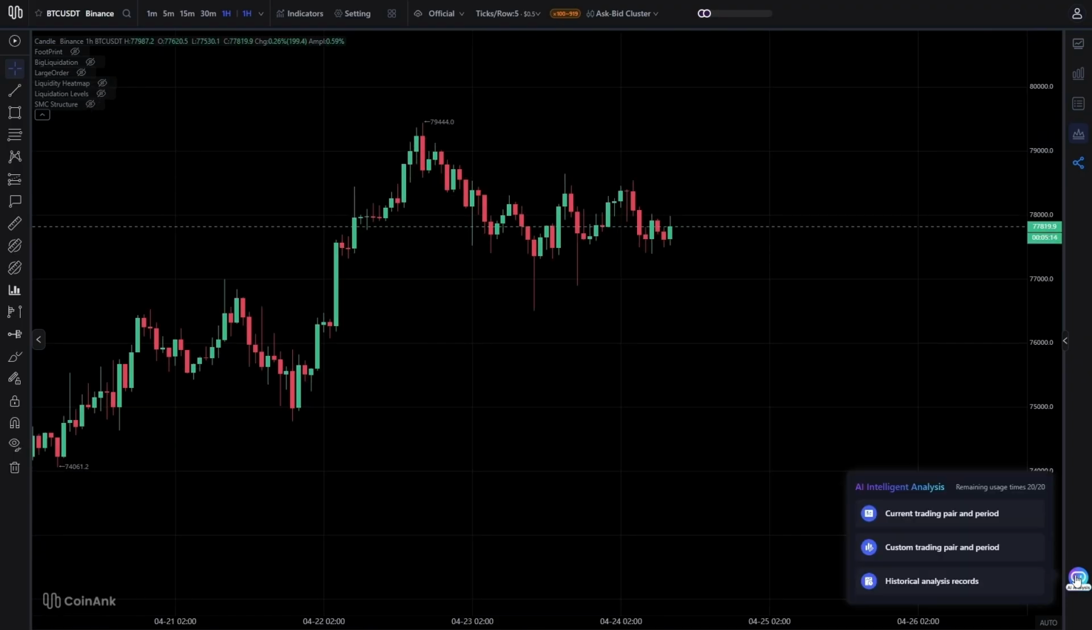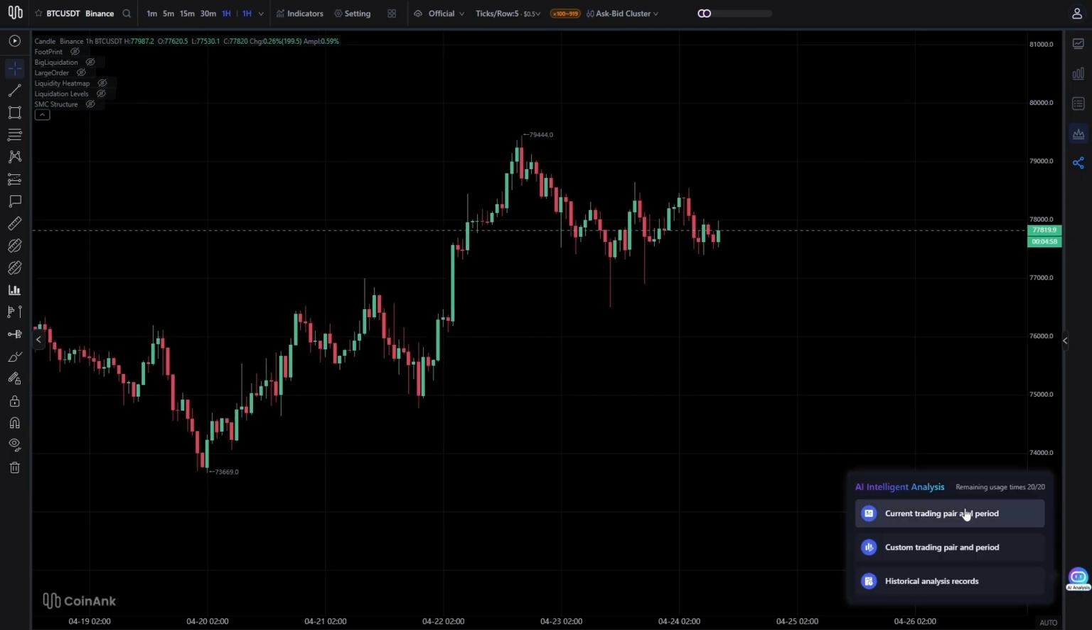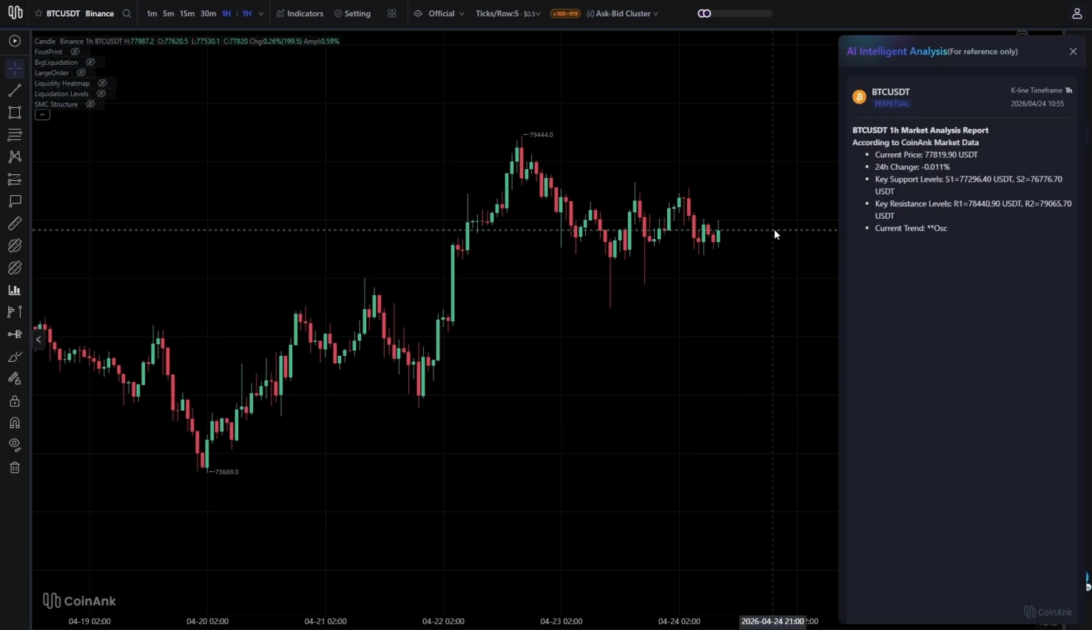You also have AI intelligence analysis, which you have 20 usages a day with some options, but I don't really use that. It can be fun to play around with, it's up to you. Let's see what it prints out. Seems like it's using K-lines.